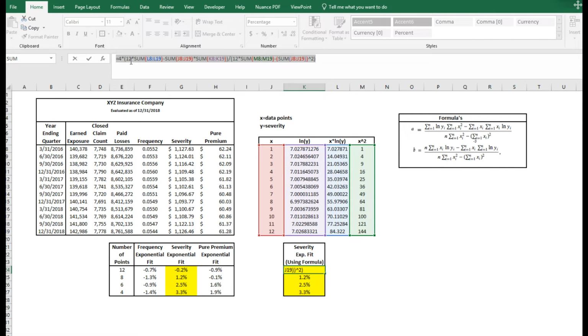Forget the 4 for now. Sum of the blue. So I'm summing these, right? X times ln Y. I'm summing the blue minus the sum of the X's times the sum of ln Y. That's what this is, right? I'm following this formula, divided by, don't forget parentheses, N, 12, times the sum of the x squareds right there, minus the sum of the x's, and then quantity squared. So I'm literally doing that.